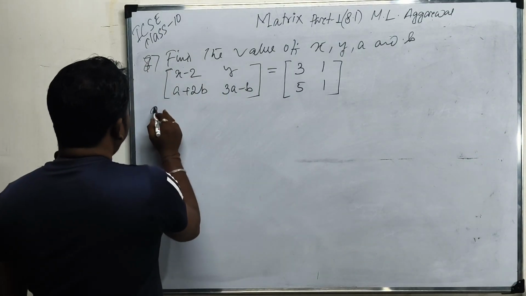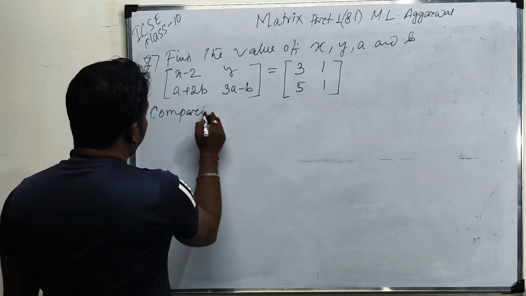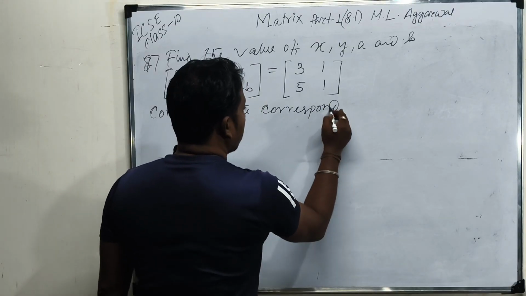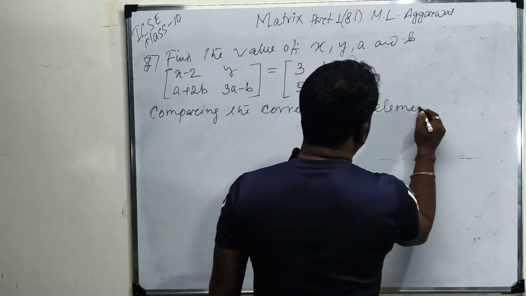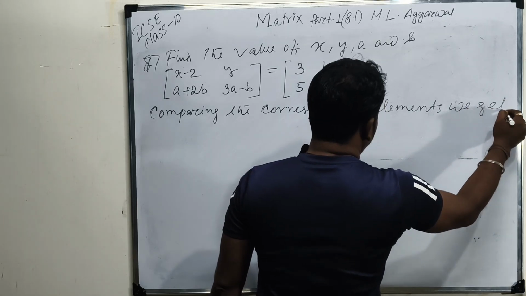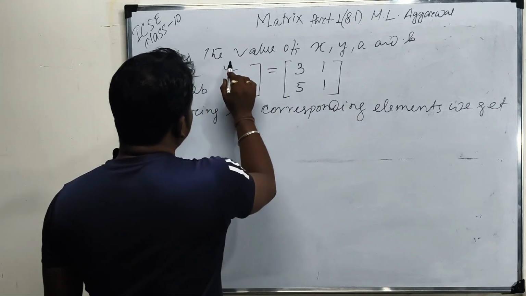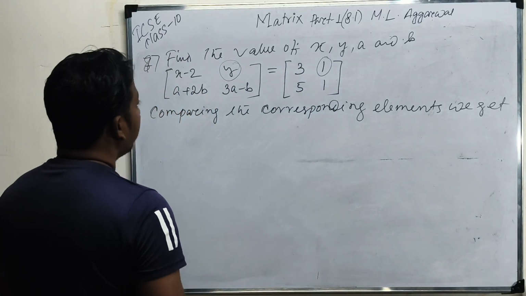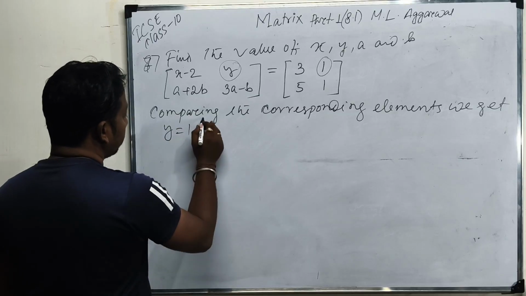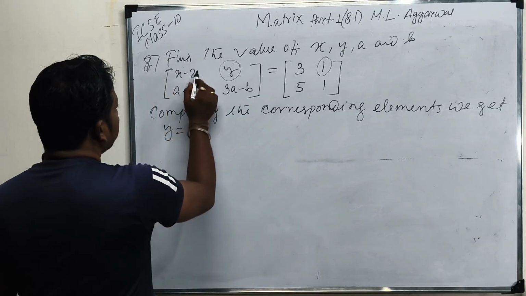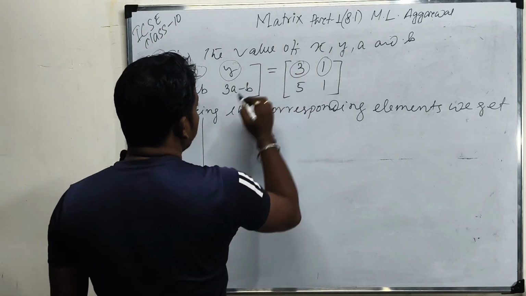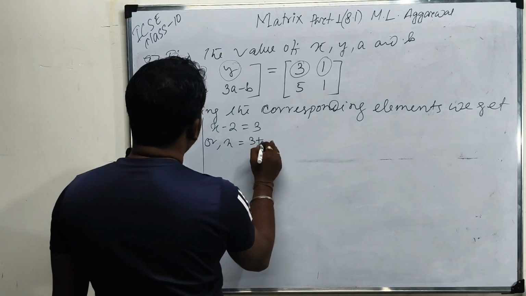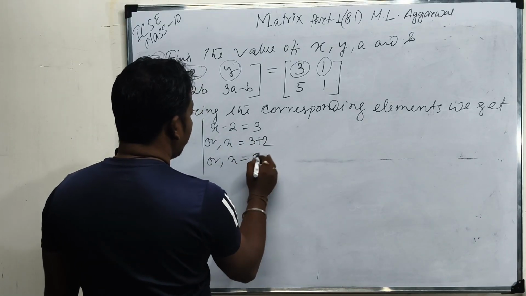first comparing the corresponding elements, we get, think about the position a12, this position, here also 1 2 position, that is y equals 1, and here the position of 1 1 and also 1 1, that is x minus 2 equals 3, or x equals 3 plus 2, or x equals 5.